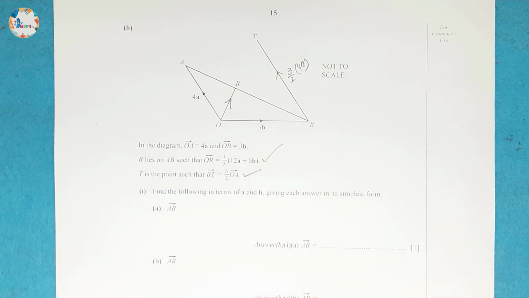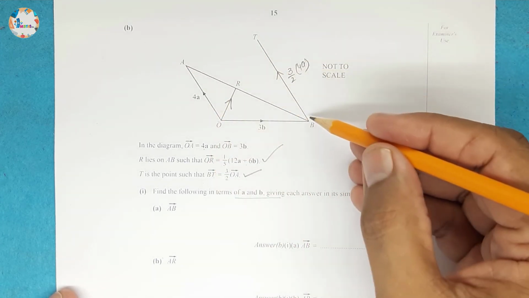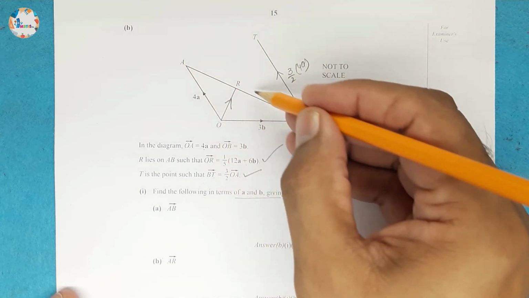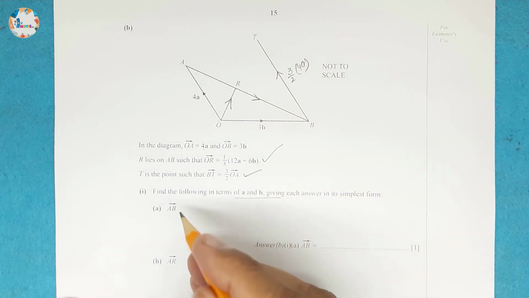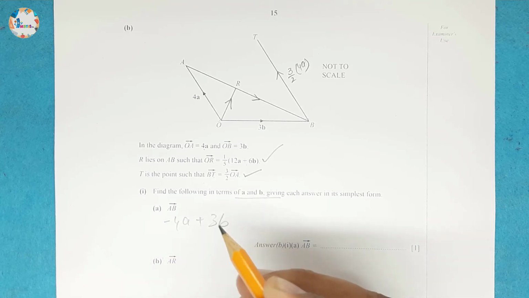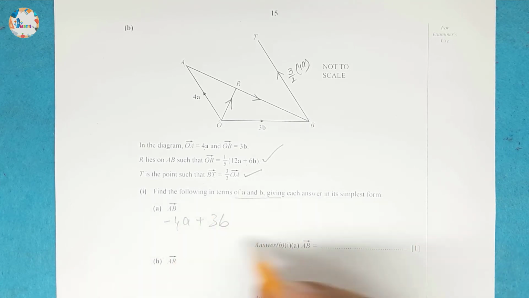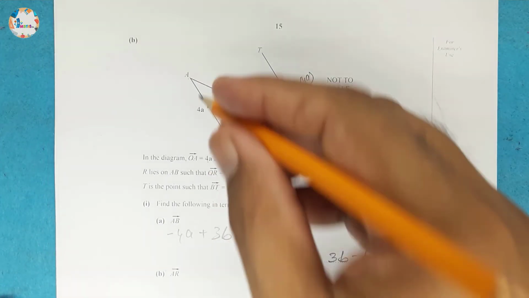Find the following in terms of A and B, giving each answer in simplest form. So AB is required. We can take this route for AB. We can take AO, OB, which is minus 4A plus 3B. This will be basically our answer, or we can write 3B minus 4A. It's the same thing.